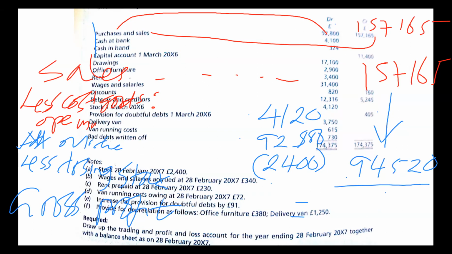What is the gross profit? 62,645. All right, as the gross profit, assuming that the calculations are correct.